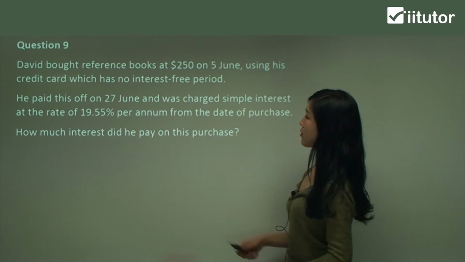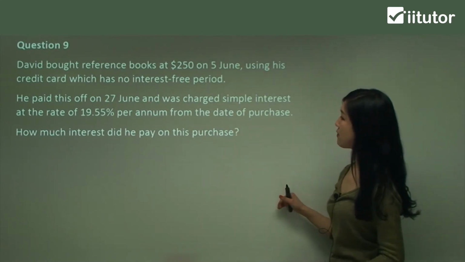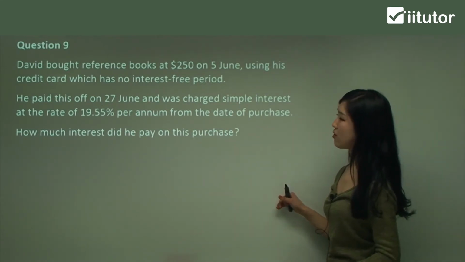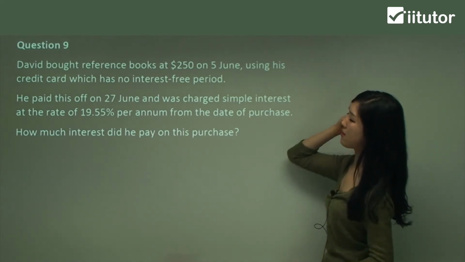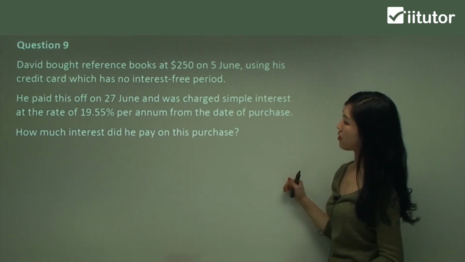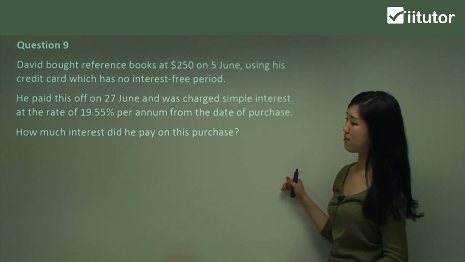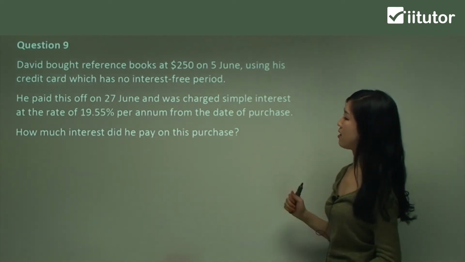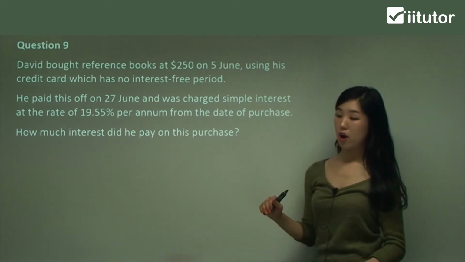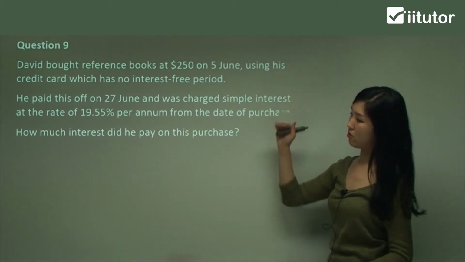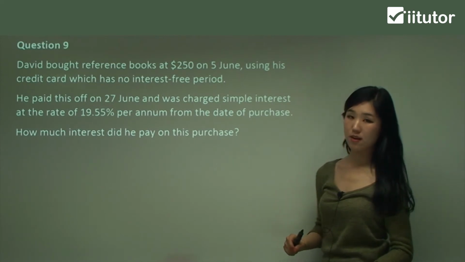David bought reference books at $250 on 5th of June using his credit card, which has no interest-free period. He paid this off on 27th of June and was charged simple interest at a rate of 19.55% per annum from the date of purchase. How much interest did he pay on this purchase? You've got to really understand the question. It's got quite a bit of information in it.